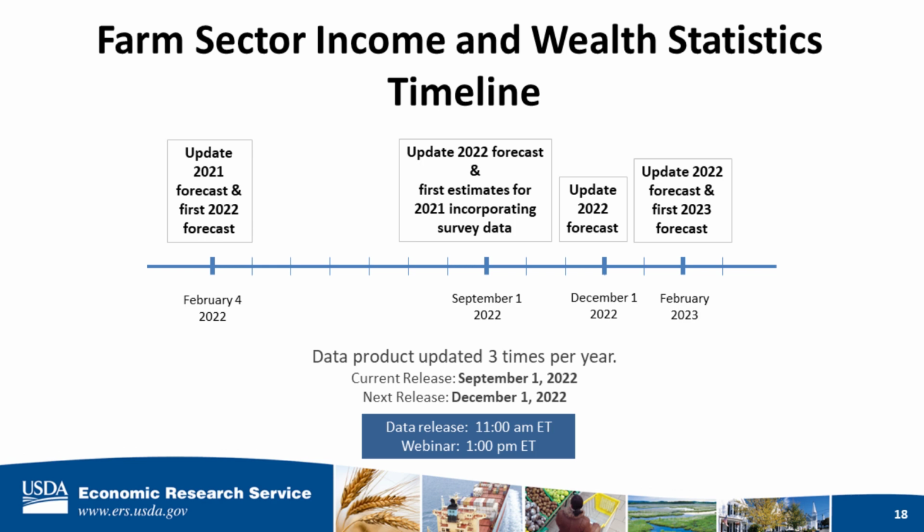We also put out our first state-level estimates for 2021 in that September 1 release. On December 1st, we'll update our 2022 forecasts again, and we'll start the cycle all over again in February of 2023, when we'll release our first forecast for 2023, and then we'll have our first 2022 state estimates in late August or early September 2023.